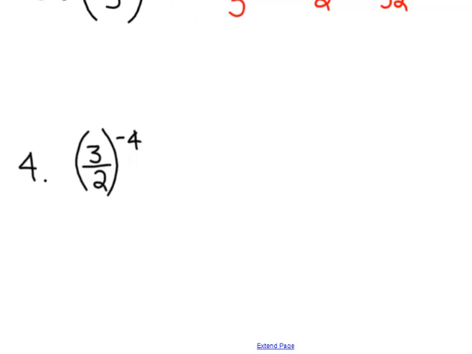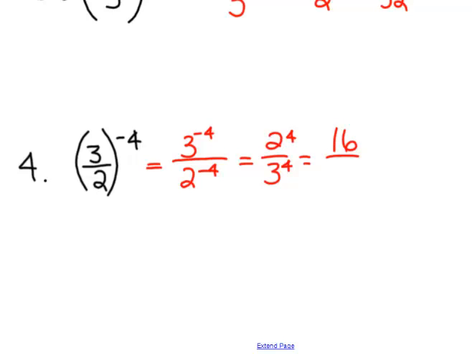Okay? Let's do one more on here. So I have one more example. Remember, this is the same thing as 3 to the negative fourth over 2 to the negative fourth. To get rid of those negative powers, I want to drop it positive, so reciprocate. 2 over 3, and now my exponents are positive. 2 to the fourth, 16. 3 to the fourth, 81 here. Okay?